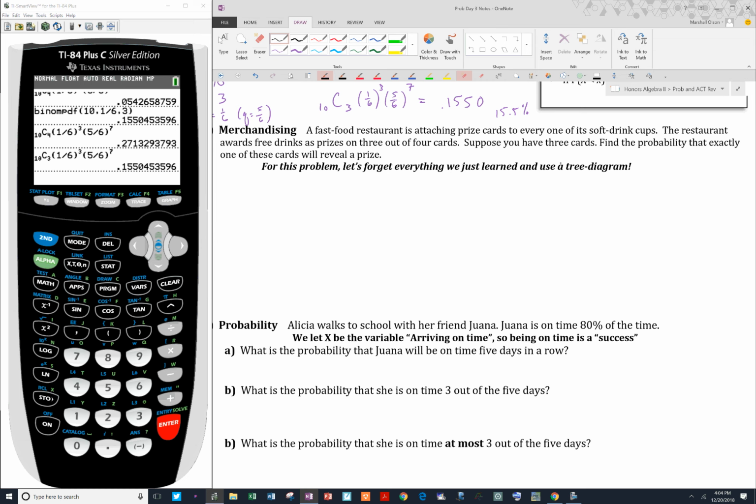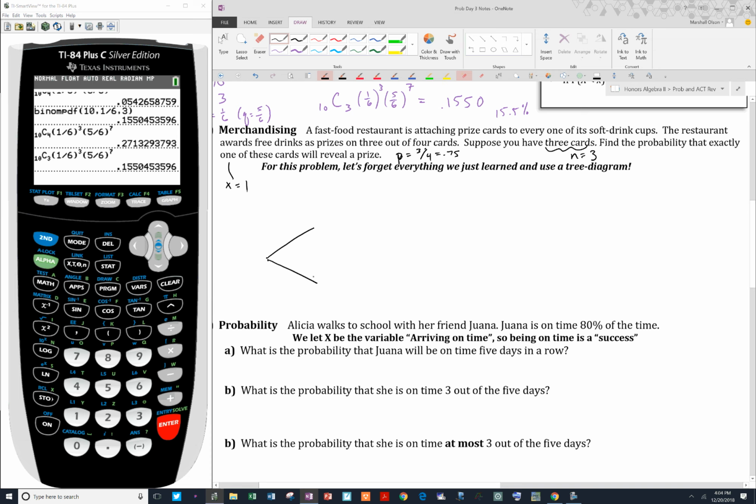So you have 3 cards in your hand. That's our total number of trials then. All right? We are looking for the probability that exactly one of these cards will reveal a prize. Well, that's our number of successes, and our number of successes is 1. The probability of getting a card that will get us a free soft drink is 3/4 or 0.75, because 3 out of 4 cards are winners. All right, so it's pretty much everything that we need to know to answer this question.